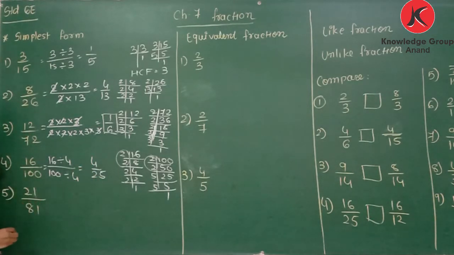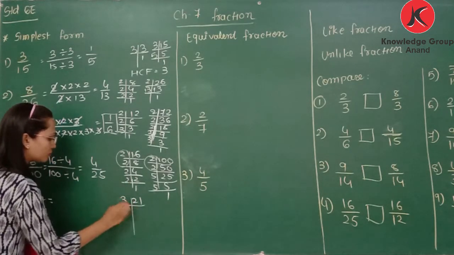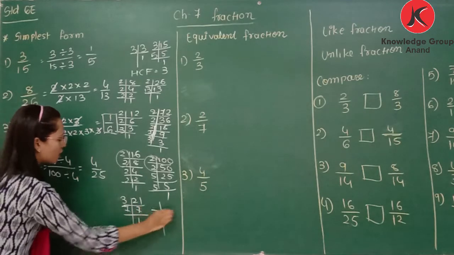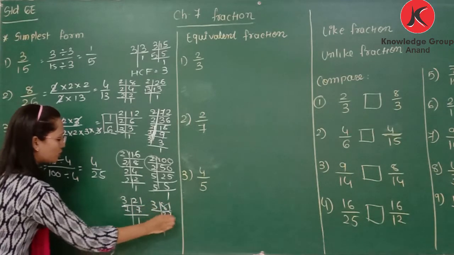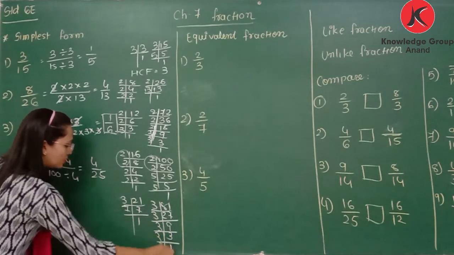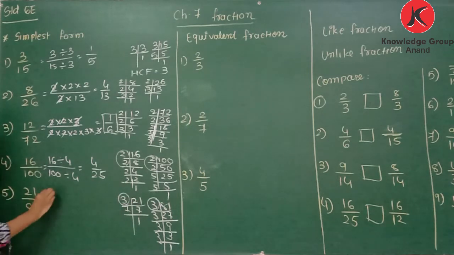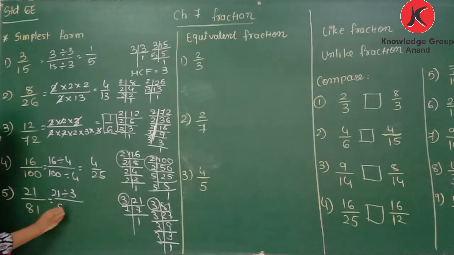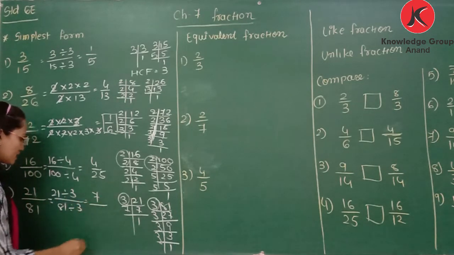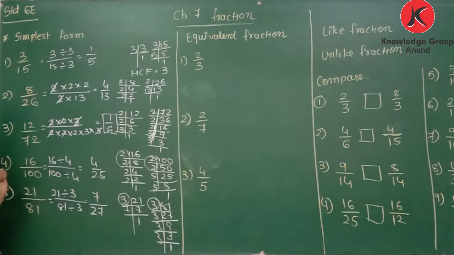Now 21 and 81. So let's find the factor of 21. 3 7s are 21, 7 3s are 21. Now for 81, 3 27s are 81, 3 9s are 27, 3 3s are 9 and 3 1s are 3. It means the common factor is 3. HCF is 3. So 21 is divided by 3, 81 is divided by 3. So we will get 7 by 27. Clear? So this is the method of simplest form.